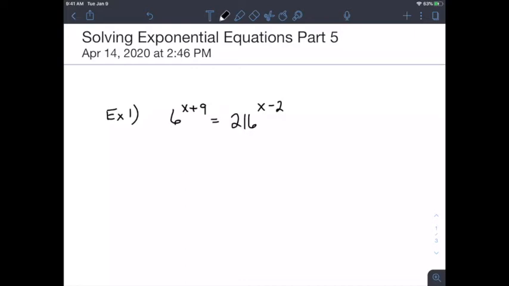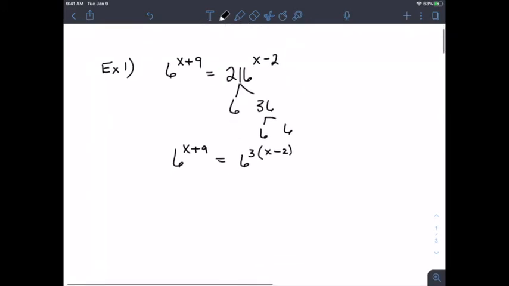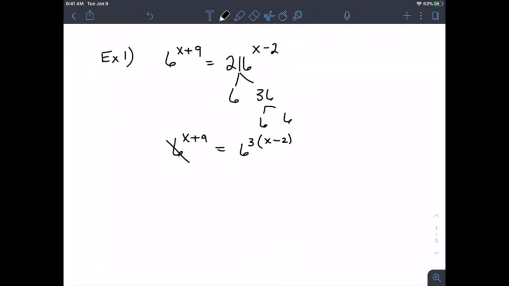We still need to get our same bases. So I'm going to break down the 216 as 6 and 36. 36 will break down into 6 and 6. So this will be 6 to the power of 3 times what I had earlier, so the x minus 2. On the left side, stays the same, 6 to the power of x plus 9. Now my bases are the same, so I can just drop my bases. I get x plus 9 is equal to 3 times x minus 2. I'm going to distribute this 3, so this will be 3x minus 6 is equal to x plus 9.